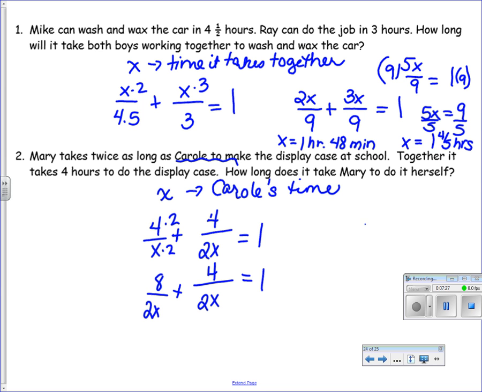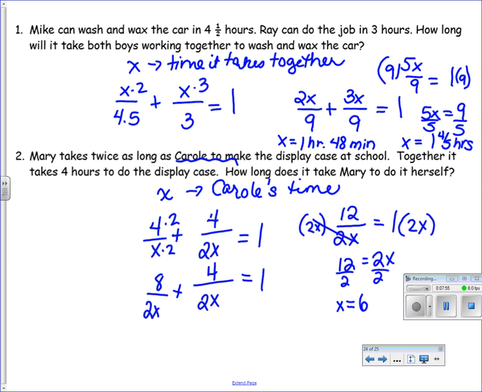So what would we get if we add our numerators? So 12 over 2x. And then do what we did before. I don't want to divide by 2x, so the opposite of dividing is to multiply. So we will end up getting 12 equals 2x, and then divide by 2. Now, x is 6, that's true, that's Carol's time. But the question is, it didn't ask for Carol's time, it asked for Mary's time. 12, because Mary takes twice as long.